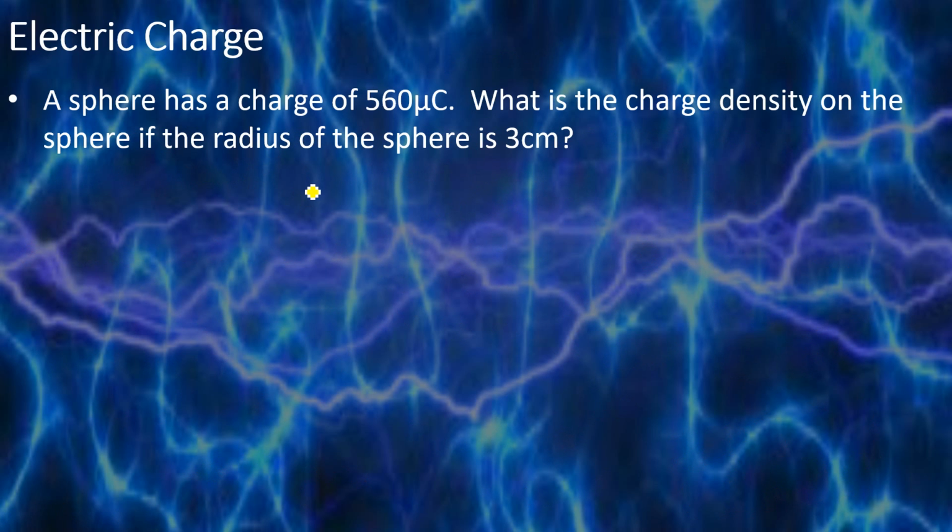All right, so a sphere has a charge of 560 microcoulombs. What is the charge density on the sphere if the radius of the sphere is 3 centimeters? So charge density is our charge divided by our area. I don't know the area of the sphere directly, so I'm going to use 4 pi r squared to give me the area.